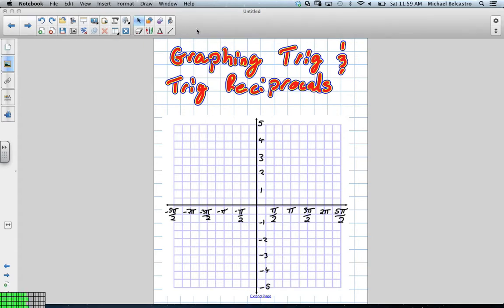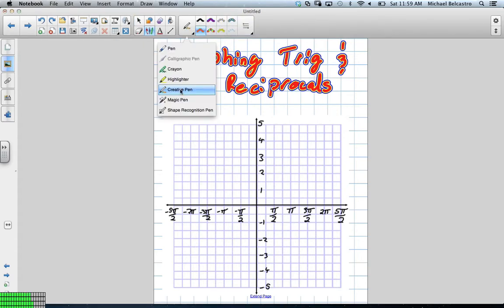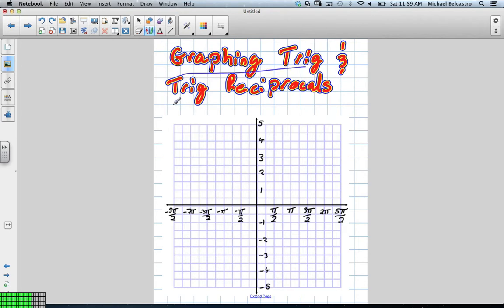We're going to go over graphing tangent, graphing trig and trig reciprocals.